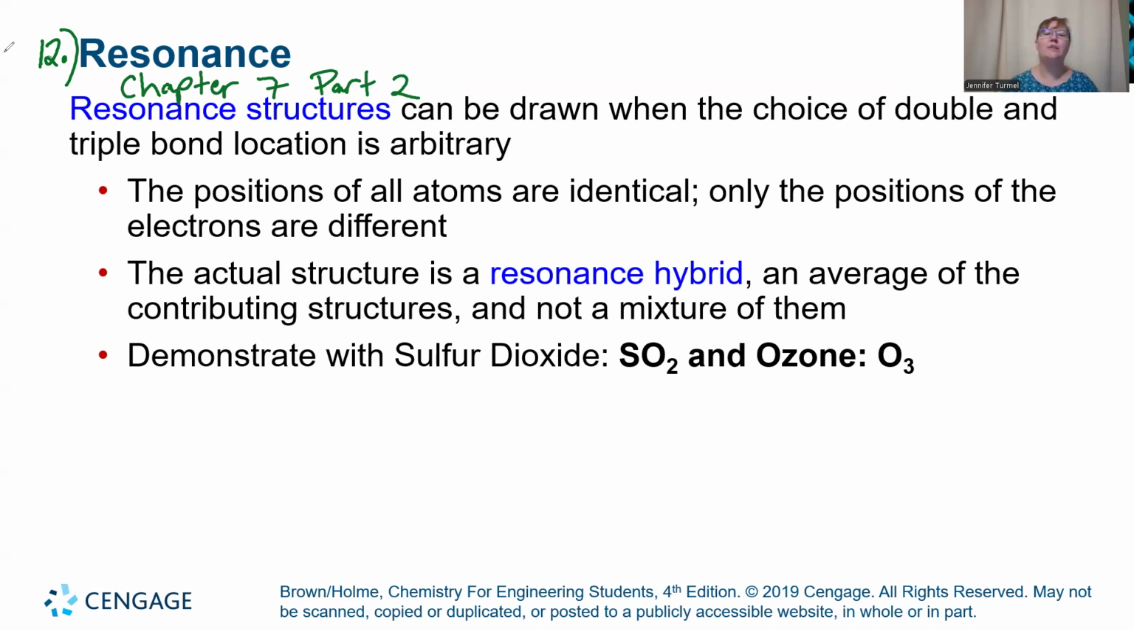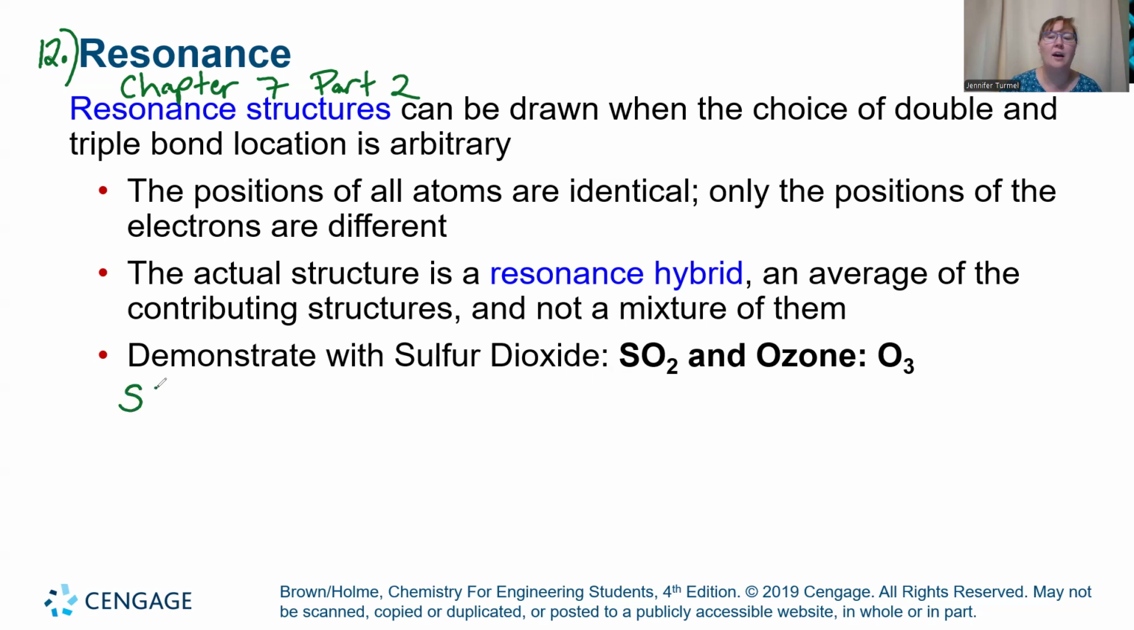And now what we're going to do is look at something called resonance structures. Resonance structures can be drawn when the choice of a double or triple bond location is arbitrary, so it could go in two different places. The positions of all the atoms are identical. Only the position of the electrons is different, basically in the double bonds and the lone pairs. The actual structure is a resonance hybrid, an average of the contributing structures, not a mixture of them. So let's take a look at how we would do this with a couple different options.